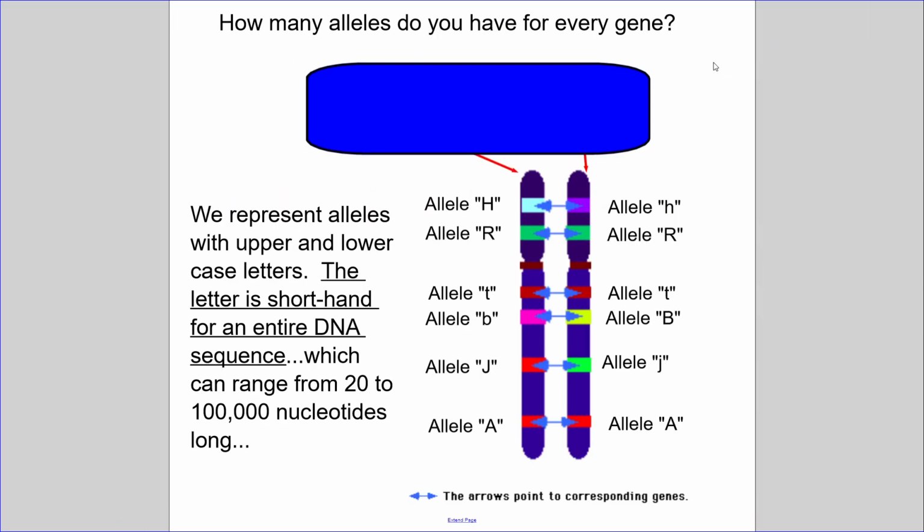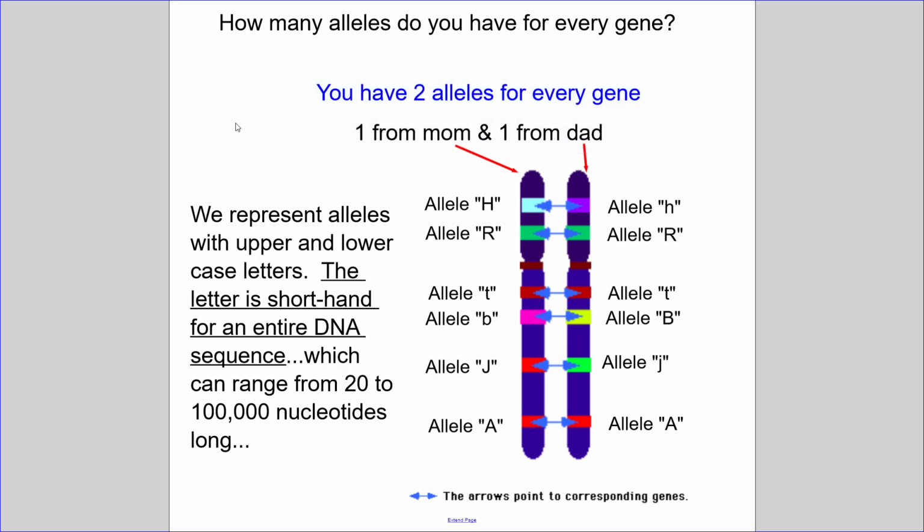All right, how many alleles do you have for every gene? Well, when you get a gene category, you can only get two alleles for every gene. You get one of those alleles from your mom and one from your dad. We represent alleles with upper and lowercase letters. The letter is shorthand for an entire sequence, and that's important to remember and refer back to when we did our DNA chapter.